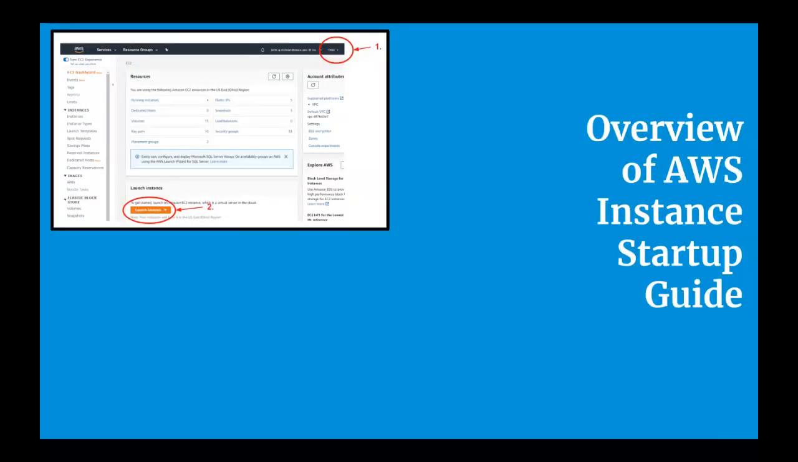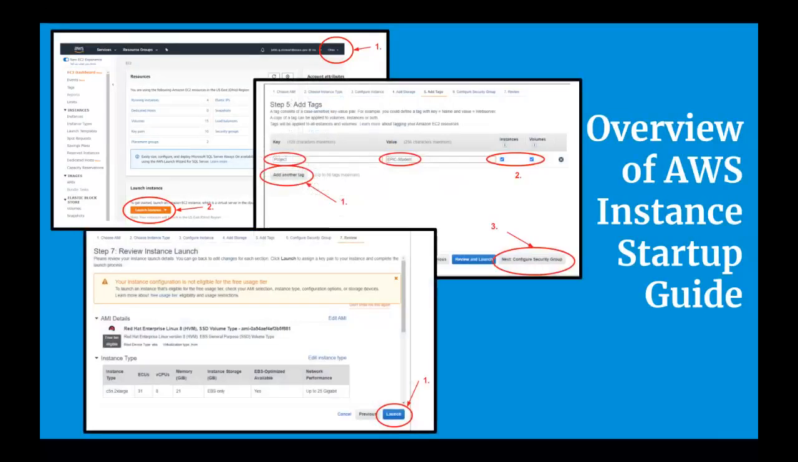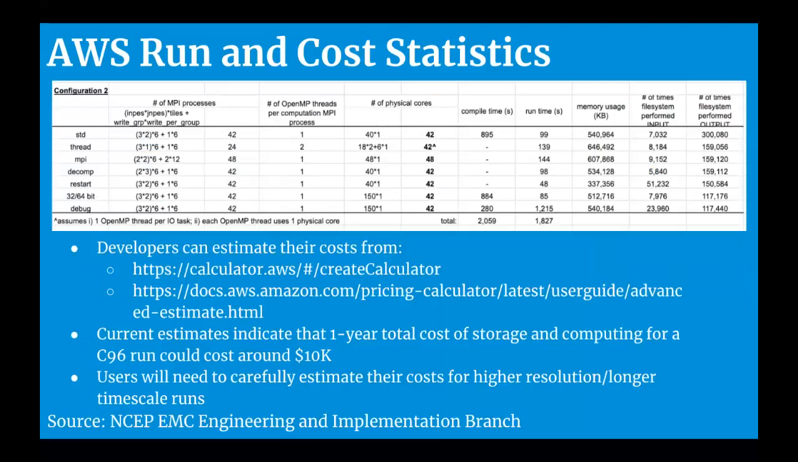And so starting up an instance, you really just want to make sure the settings are all geared towards what's given to you in terms of the group that you'll be working with. So that's an overview of this. And then basically the run and cost statistics. Essentially from this, developers can estimate their costs with AWS. Current estimates indicate that about 1 year total cost of storage and computing for a C96 run will cost around $10,000. Again, this presentation isn't to make exact judgments in terms of figures, but more generally, to give an idea for runs and resolutions and things like that.